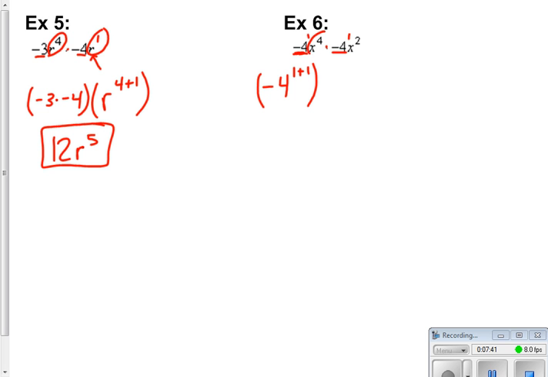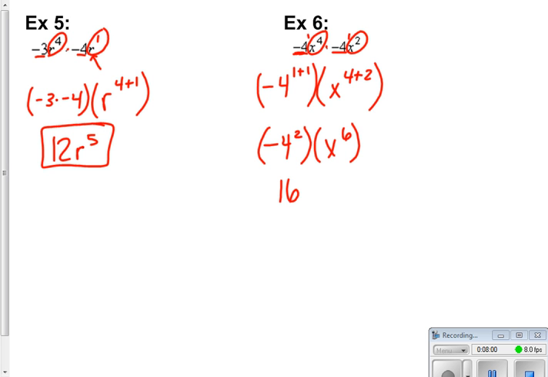X's also have the same base, and they are being multiplied, so I can add their exponents. When I work through this, I get negative 4 to the 2nd power, and I have x to the 6th power. Negative 4 to the 2nd power is negative 4 times negative 4, giving us 16x to the 6th.